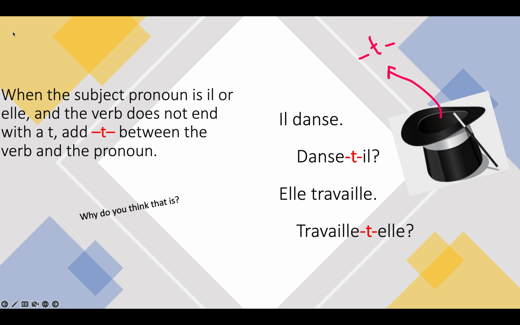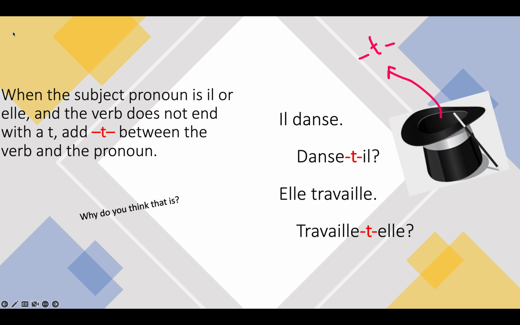Well, when the subject pronoun is il or elle, singular, and the verb does not end with a T, you add Mr. T and the hyphen brothers between the verb and the pronoun. And you may be wondering, where did you get the T and the hyphens? You know what? You just pull it out of a hat. It has no meaning. It just helps with pronunciation. Why do you think that is? Well, European French speakers aren't very fond of glottal stops.